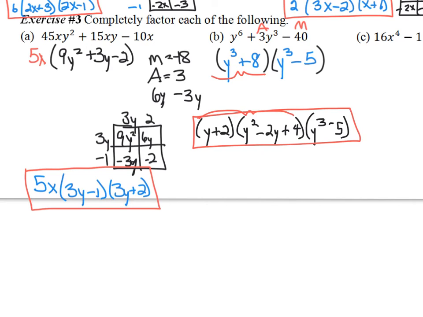Let's go ahead and finish the last one. I'm just going to move down here so I have enough room. 16x to the 4th minus 1. Again, there's no GCF, so I look at this and I say, I think we have the difference of two perfect squares. So that means I'm going to factor it into two binomials. To get 16x to the 4th, that's going to be 4x squared times 4x squared. To get a negative 1, I'm going to use positive 1 times negative 1.